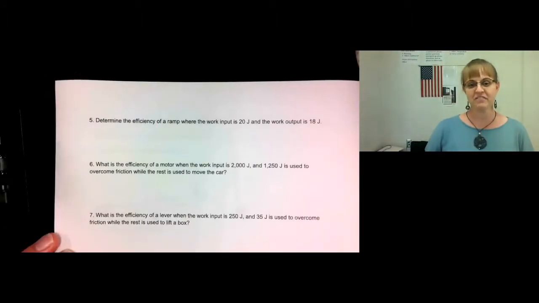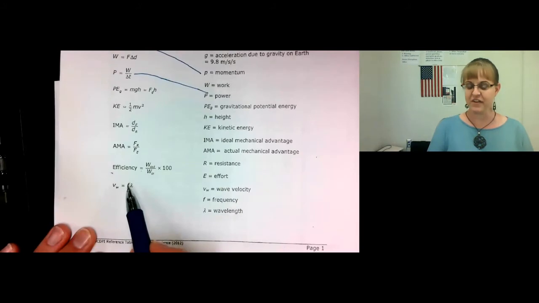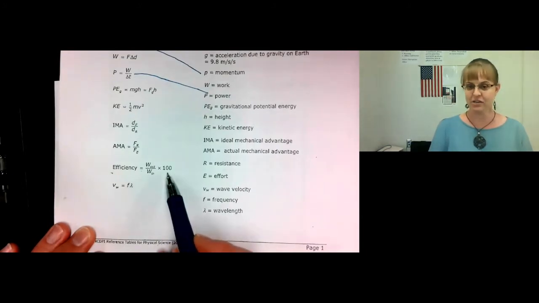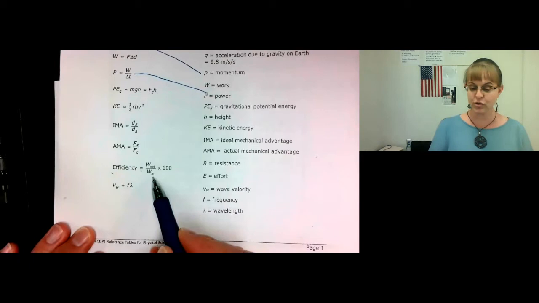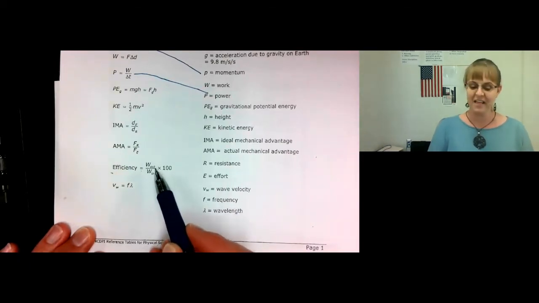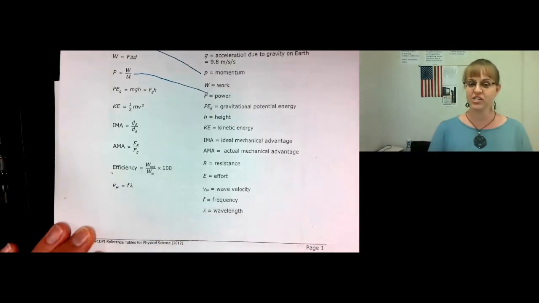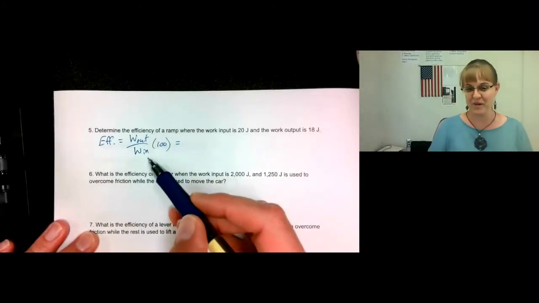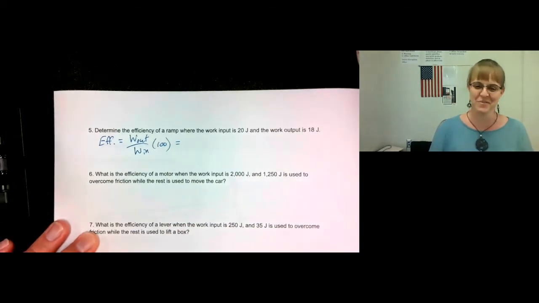Number 5, determine the efficiency of a ramp where the work input is 20 joules and the work output is 18 joules. The formula for efficiency is found on your reference table. The efficiency is the work output divided by the work input times 100. Just make sure you do the work input and that goes on the bottom. That's the effort work. Then the output is what the machine does and the outcome, and that goes on the top. Yes, it looks like efficiency equals Wout over Win, but it's actually the work output over the work input.